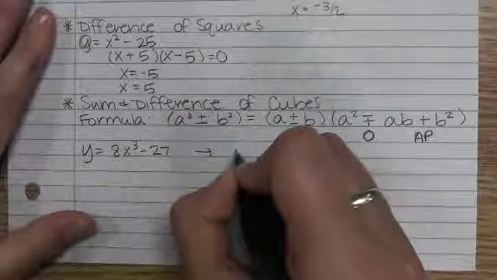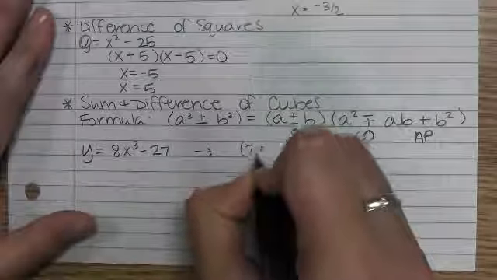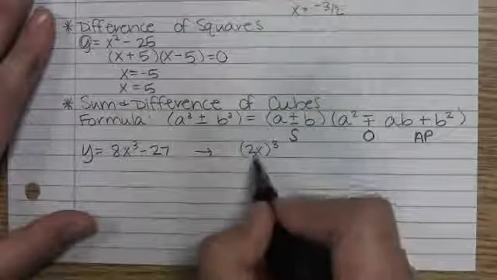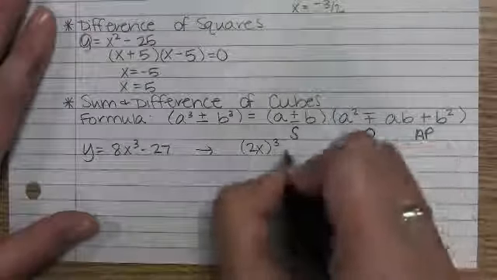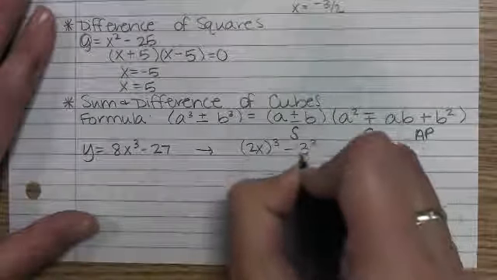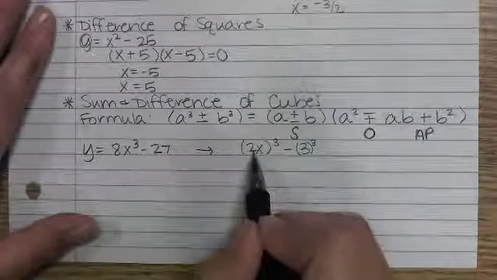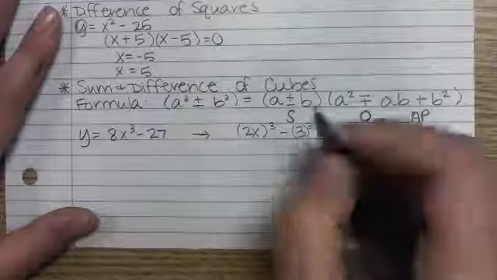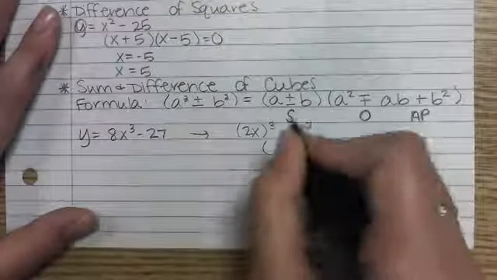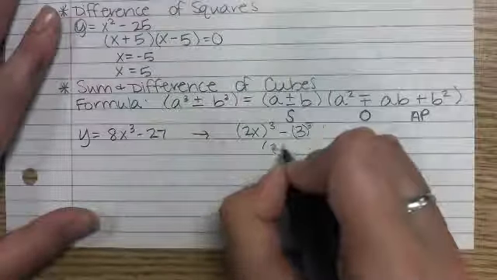So I'm going to rewrite this problem as 2x to the third, so that's 2x times 2x times 2x is what would have gotten us to here, minus 3 to the third. So now I know that my a is 2x and my b is 3. So now I can use it in the formula. So I go same, so same sign.